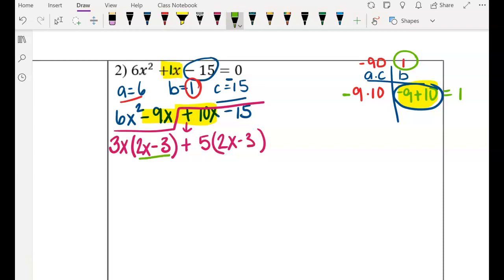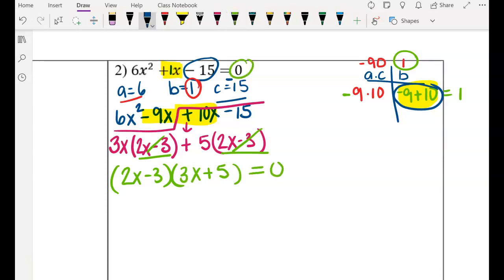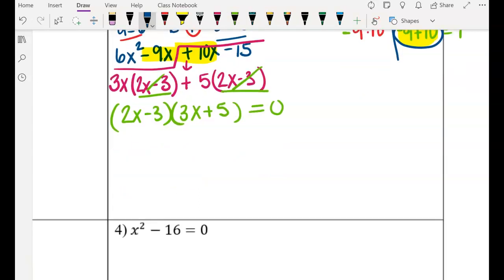Yay. Those two factors are exactly the same. So that means we can factor that out. That means we are left with a 3x plus 5. Okay, remember, it equals 0, so we have to make it equal to 0 here. Then factoring is done. We will now take each factor and set it equal to 0.